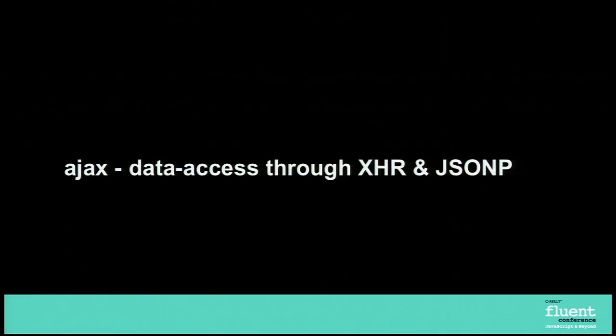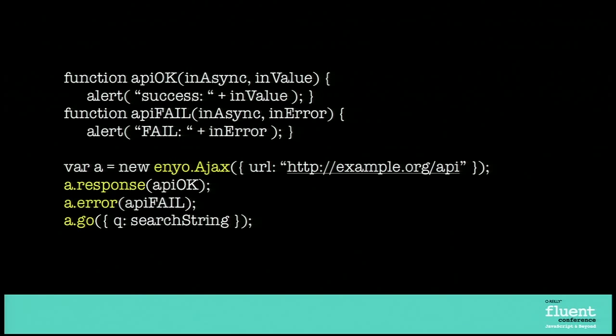The next big section is AJAX. Every JavaScript framework has to have an AJAX system, so we have it too. We designed this so that you can create just a new Enyo AJAX object. You can set up various response and error handlers. And even though in this code I only call response once, the idea is that you can call it multiple times if you want to have more than one handler for that success in place.